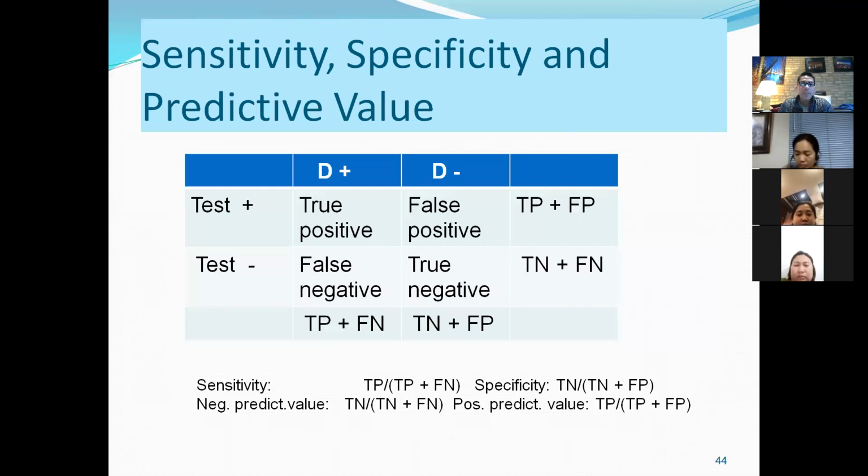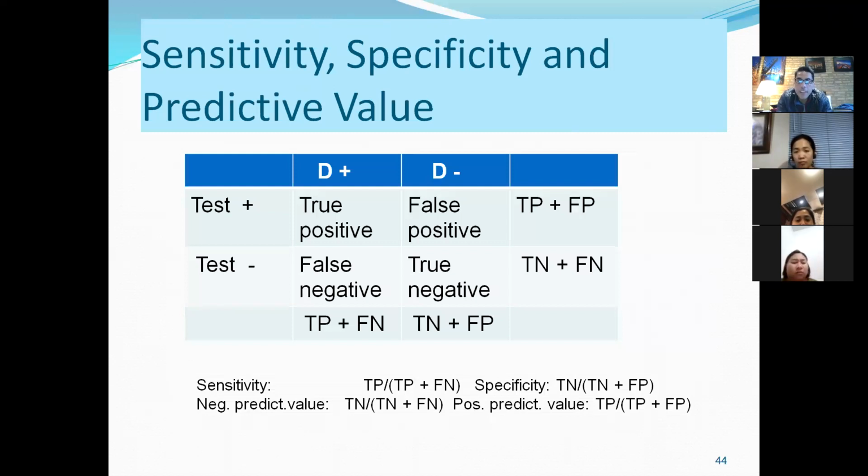And then when it comes to looking at the negative predictive value, you will need to get the TN, which is your true negative, divided by the true negative plus the false negative. And in order to get the positive predictive value, you will use the formula, the true positive divided by the true positive plus the false positive. So these are, again, what we call the theory of marginal probability.